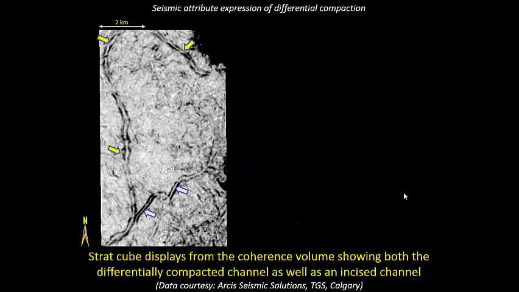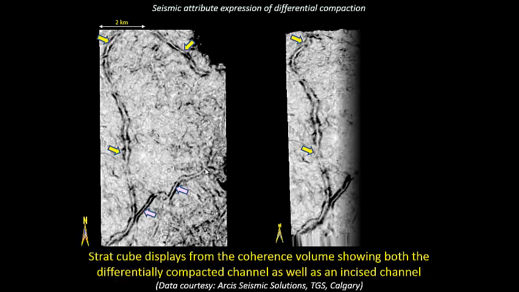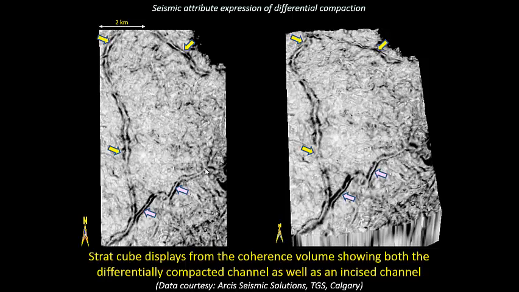Now if I show you this display here, you see we are looking at two channels. One is indicated with the yellow arrows, a meandering channel, and there is another one that you see here. And just by looking at this, you may not be able to tell me which one is which. But if I show you a plan view like this, I'm showing you the strat cube. This is a planar view, and this is at an angle, a plan view. Notice now you can make out. This looks more like an incised channel, and this looks more like a differentially compacted channel.